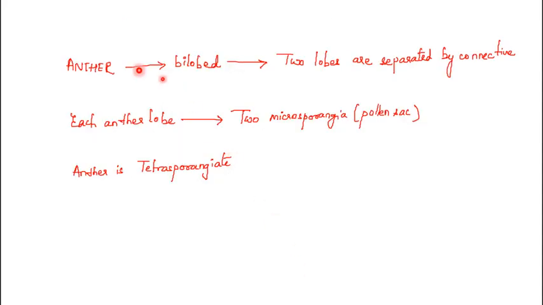So what we studied is that the anther is a bilobed structure and the two lobes are separated by a tissue known as the connective. I'll show you in the next picture. Each anther lobe has two microsporangia. So the anther is said to be tetrasporangiate. Clear?